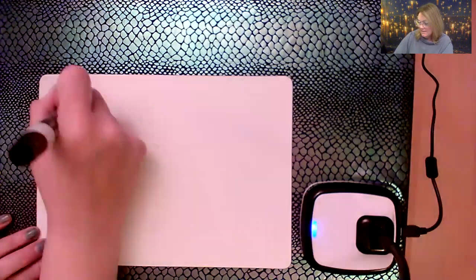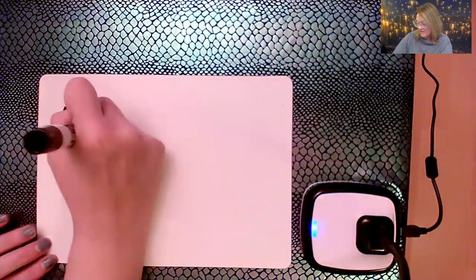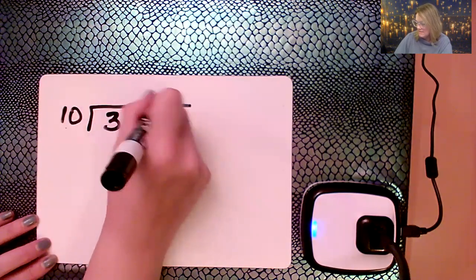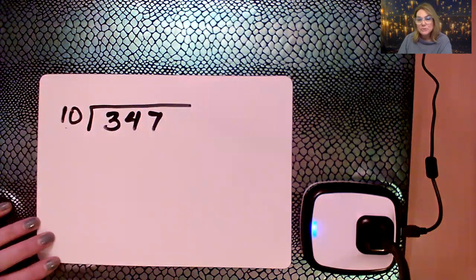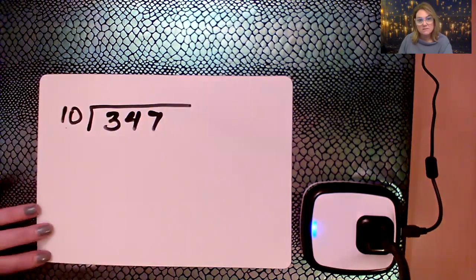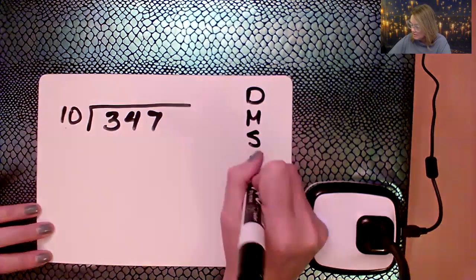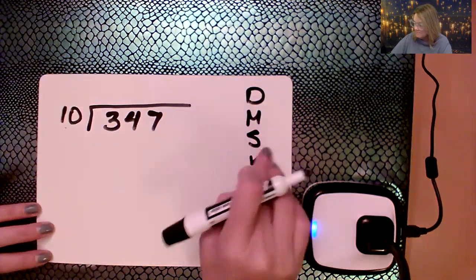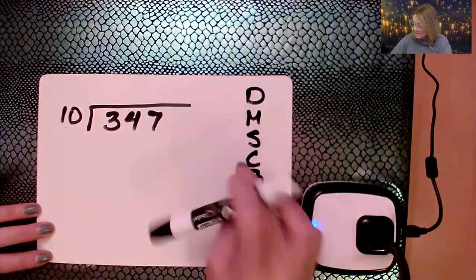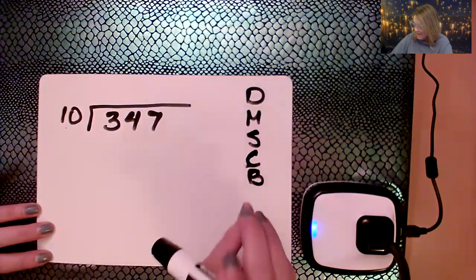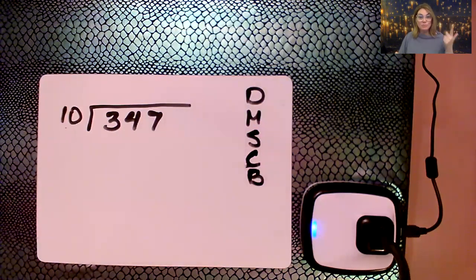If I have 10 divided into 347. Okay, so we know that the regular steps to division are divide, multiply, subtract, check, bring down, right? So we know this means, does McDonald's serve cheeseburgers? So remember this song: divide, multiply, subtract, bring down, and then just remember your check.